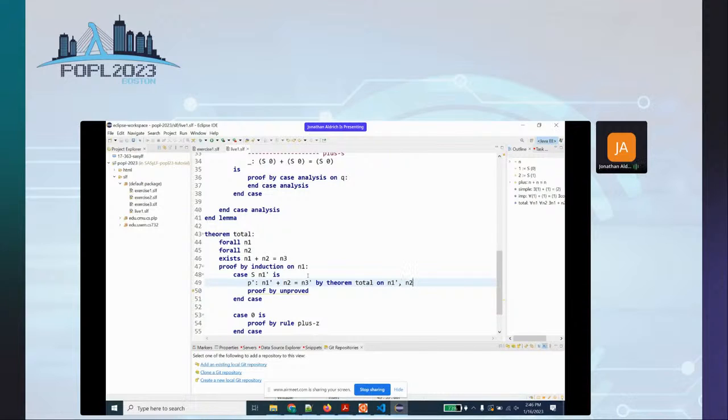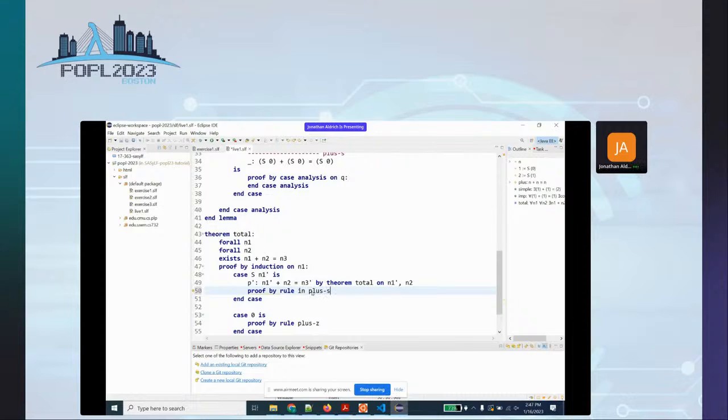So what do we do now that we have this proof? Let's look at what we need to prove. We hover over this and it tells us we need something: S of N1 prime plus N2 equals N3 prime, is N3. And the rule plus S that we have will help us with that. So with that, I would like people to look at the exercise that we have in the system.